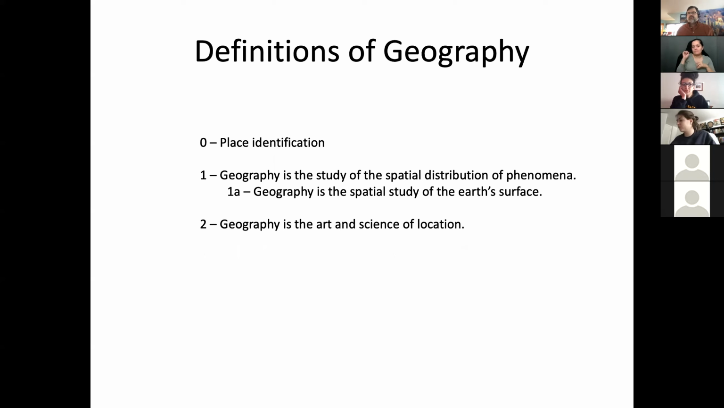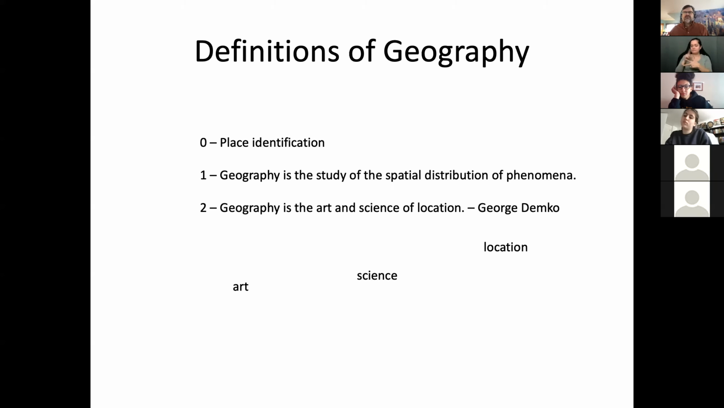All right. I put question 1A in there. Sometimes you'll see this definition of geography. It's very similar to mine. And I've added now definition number 2. Geography is the art and science of location. I really like this definition as well. Geography is the art and science of location. There's the word location in there. Again, ties up with the motto, location matters. So what is it? It's the art and science of location.